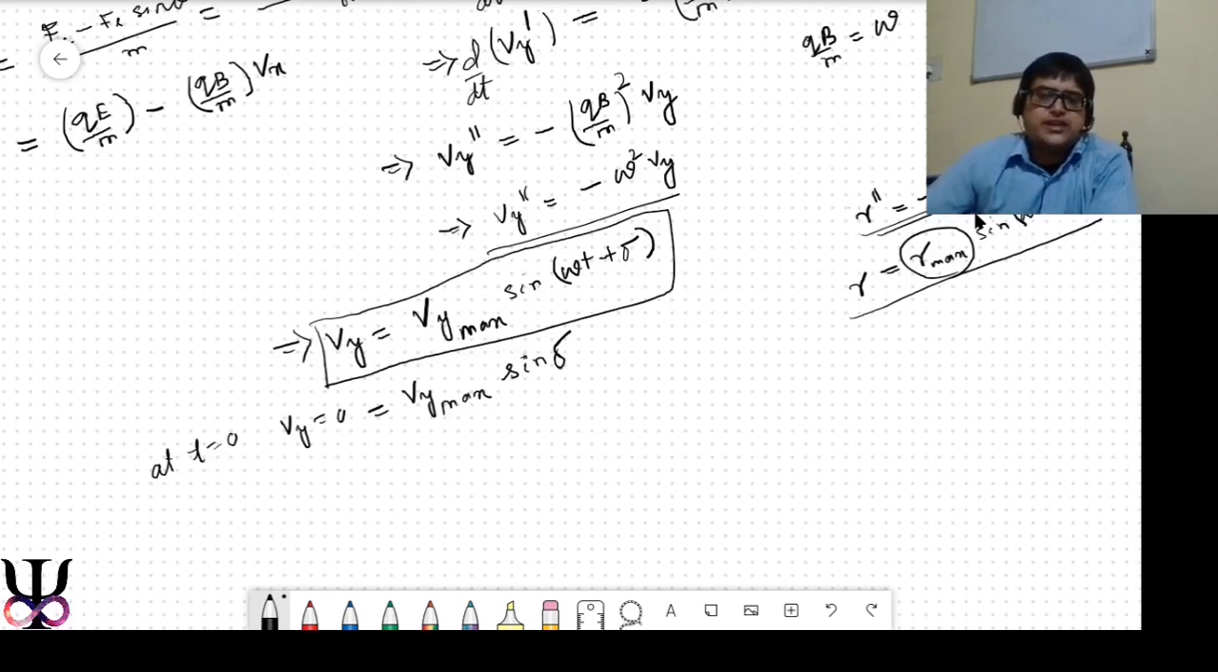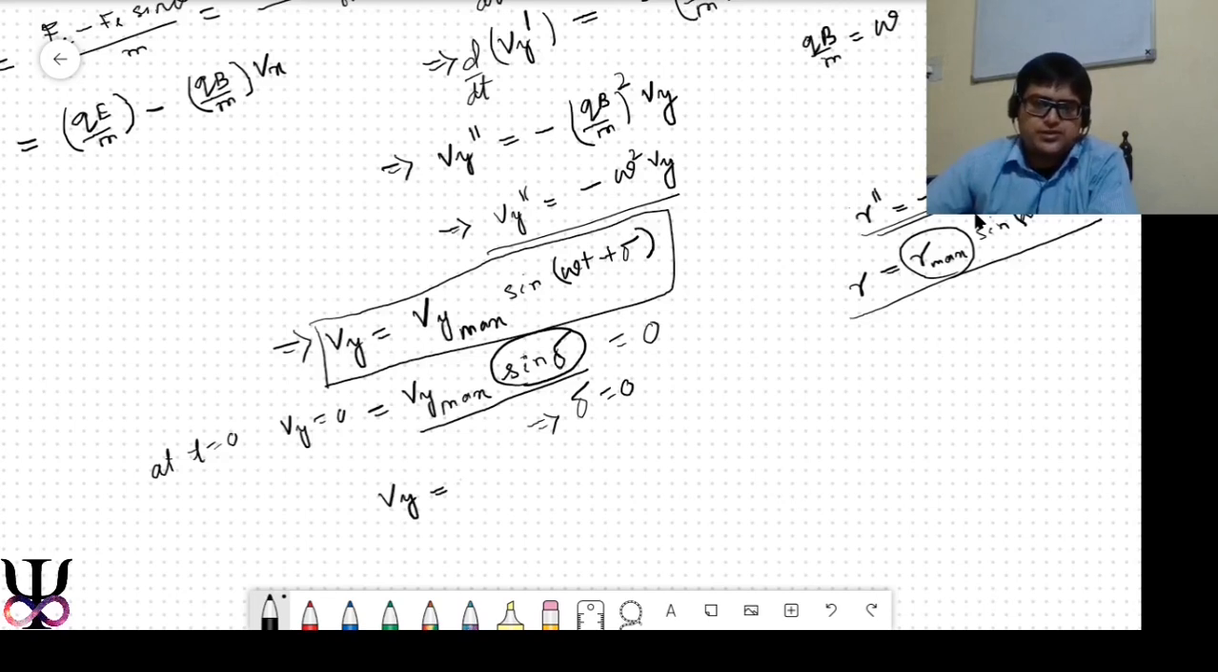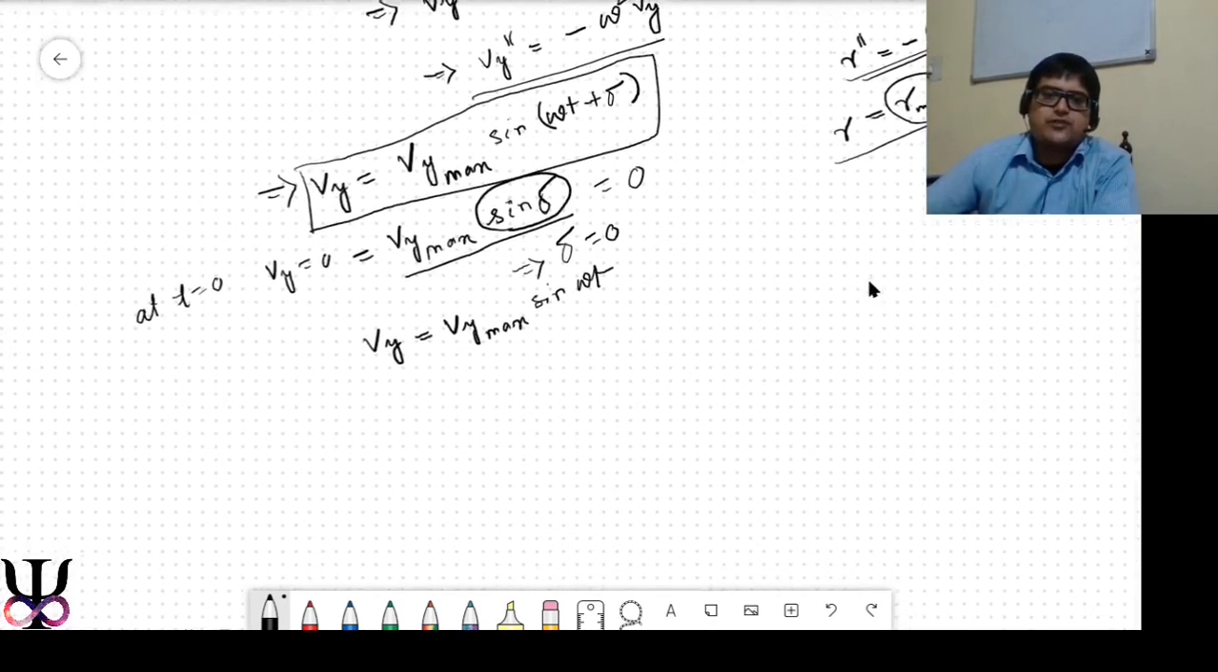So since this entire term is equal to 0, that means sine of delta has to be 0. There is no other way, because Vy max cannot be 0. If Vy max is 0, that means the velocity actually never changes, because initially it was 0, and its maximum value is 0. So that doesn't make sense. The only way it will make sense is if sine delta is 0, that means delta is 0. Then we can rewrite this as Vy max sine of omega t. However, we still have to find out what Vy max is.